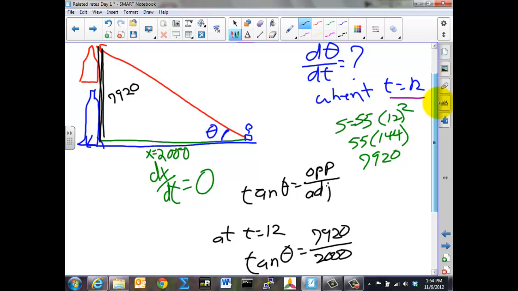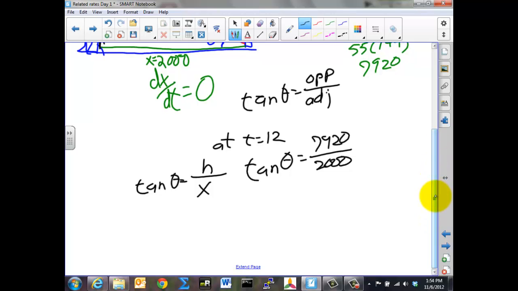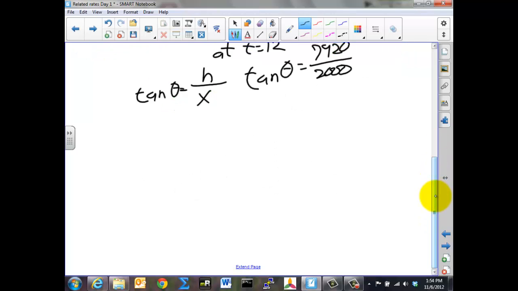I messed up. Okay, now I need to back up because I kind of got ahead of myself here. I need to write it this way. The tangent of theta is the opposite side, which is h, over the adjacent side, which is x, right? Would y'all agree with that? Can you take the derivative of tangent of theta equals h over x? You can. You don't want to, but you can. Sec squared theta d theta/dt, don't forget him, equals the derivative of h over x.